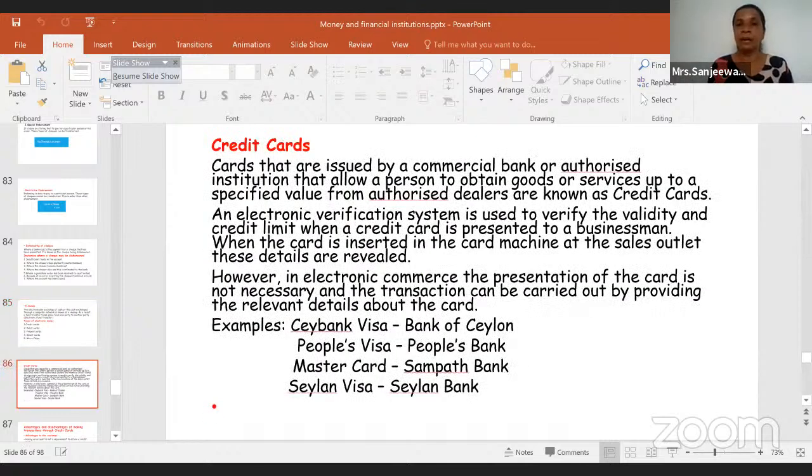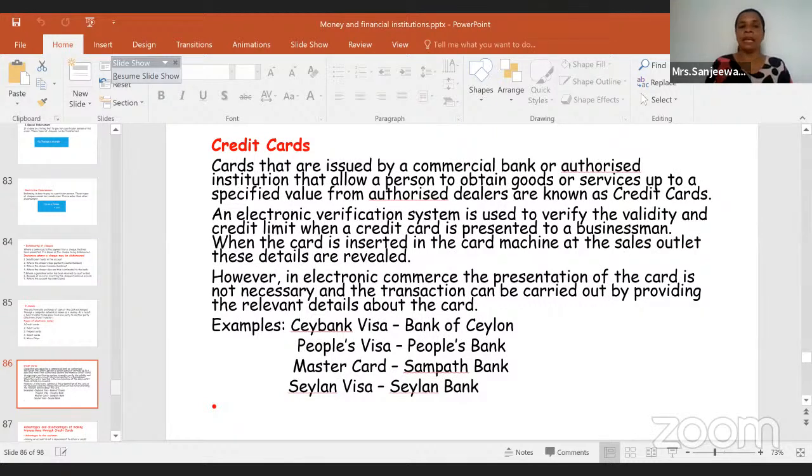They are issued by the commercial banks. But the most important thing is you don't need a bank account to obtain a credit card, okay? Whereas if you take the debit card, you need a savings account or an account at the bank, right? So you need to write the differences between debit and credit cards, children. Some examples I have given: Seylan Bank Visa, Bank of Ceylon, People's Bank, MasterCard. These are types of credit cards.